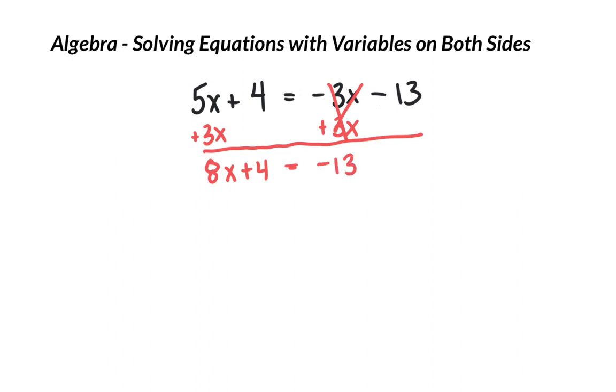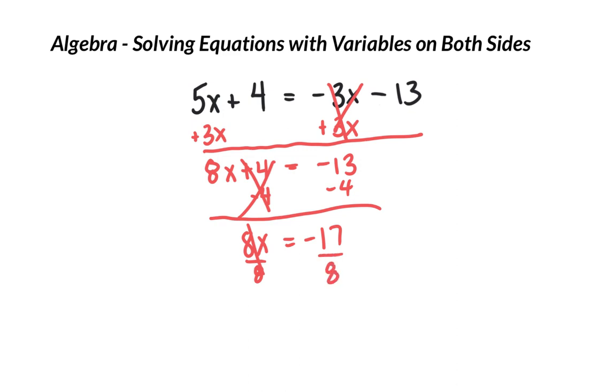Well, now let's move that 4. To not have a 4, we're going to subtract. And here's where we got to be careful. Because, of course, negative 13 minus 4 is negative 17. You'll see that when I divide here, this isn't going to come out to be a nice, clean answer. That's fine. Again, I would ask you to check with your teacher.